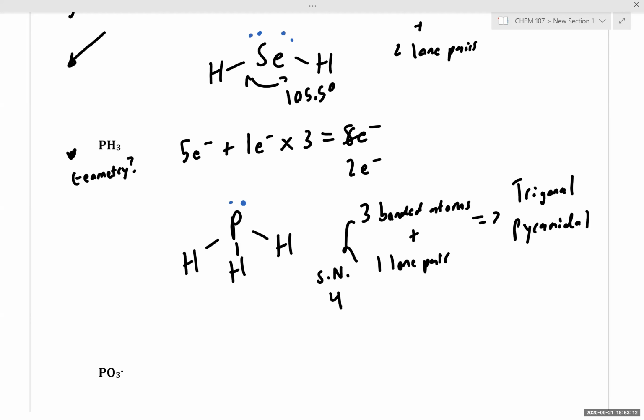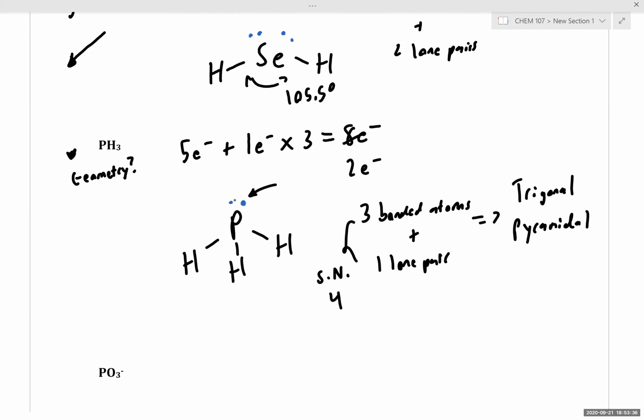Perfect. Are there any other questions? Yes. What's a lone pair? I'm confused. A lone pair is a set of 2 electrons that are not participating in bonding. They belong only to the atom that they're assigned to. Okay, thank you. Perfect. Are there any other questions that I can address?